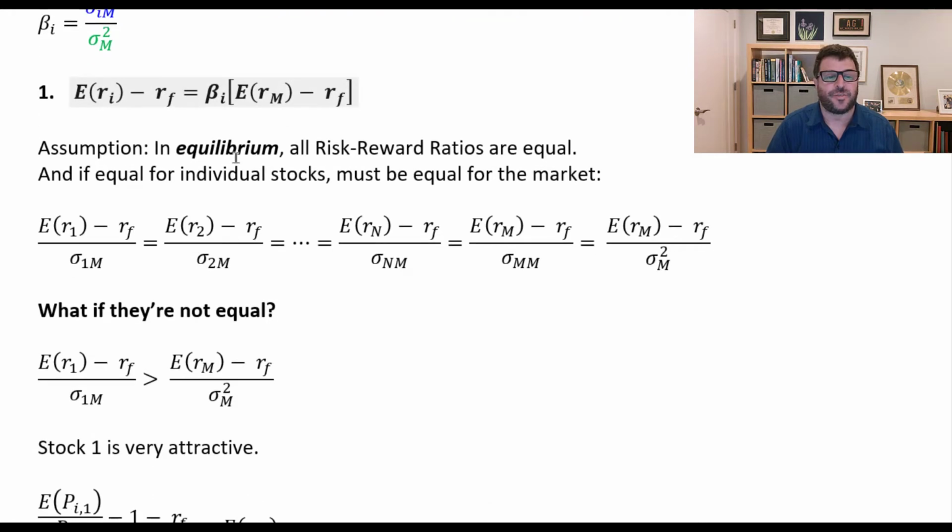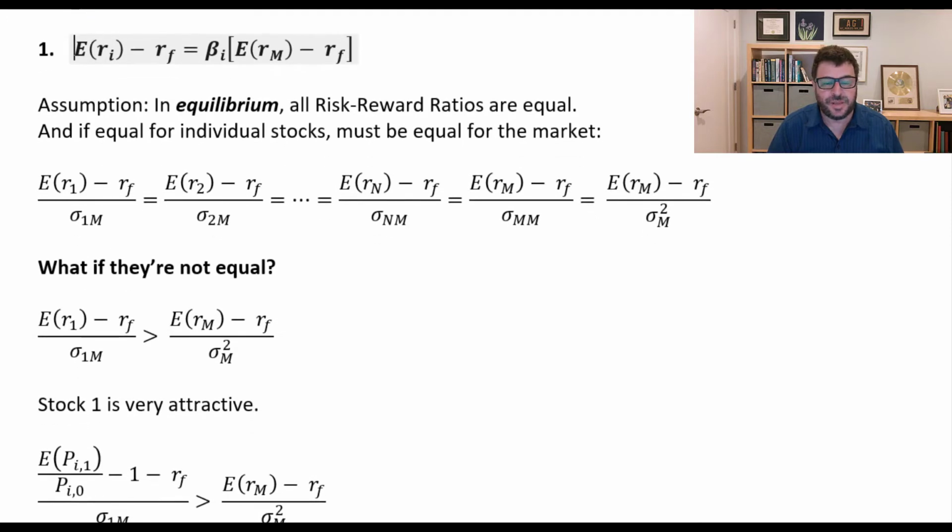Okay, so let's talk about our first relationship here. And again, this is many, many pages in the textbook. We're really gonna just sort of skip this and sketch it out. But here's my first relationship that I wanna sort of demonstrate, that the risk premium for some stock I is equal to the risk premium of the market times this beta. And so we have to make an assumption. And the assumption, and this goes back to our idea of sort of efficient markets and rational behavior, is that in equilibrium, all risk-reward ratios are equal.